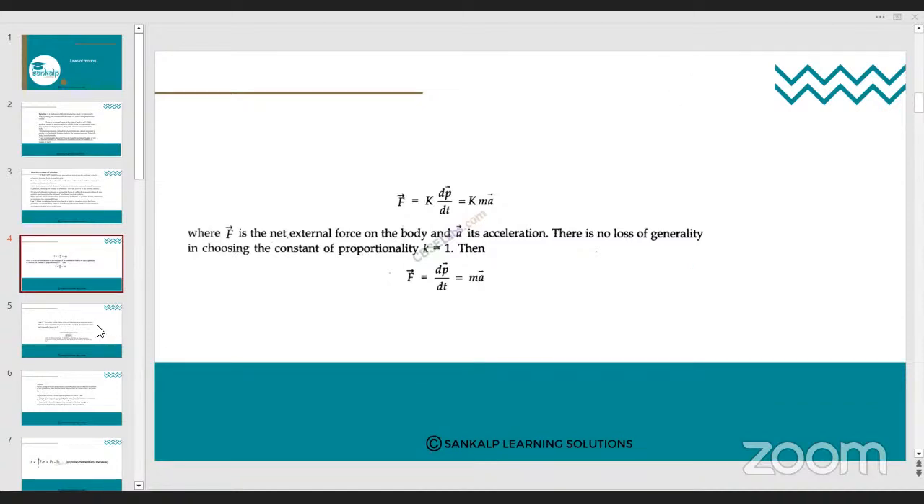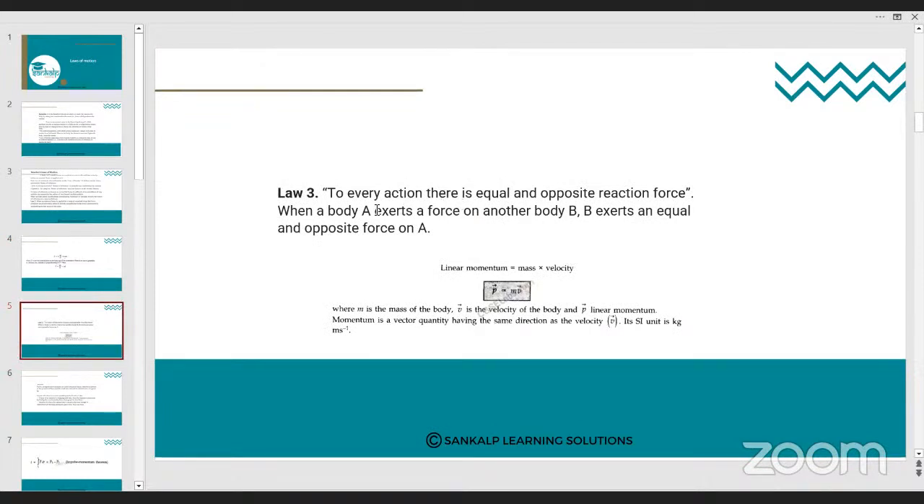Then the next slide, that is the third law. For every action, there is an equal and opposite reaction. Which means that when a body A exerts a force on body B, then B exerts an equal and opposite force on A. So here we have written the momentum formula.